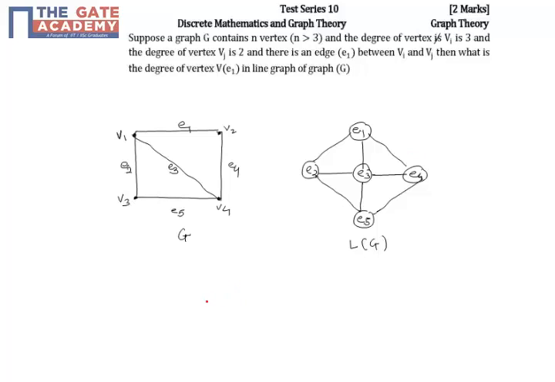So, the general formula for the degree of vertex E1 in the line graph of G, which is connected by two vertices Vi and Vj in the original graph G, is given by: degree of E1 is equal to the degree of vertex Vi plus the degree of vertex Vj minus 2, which equals 3 plus 2 minus 2, that is 3. So the correct answer to this question would be 3.